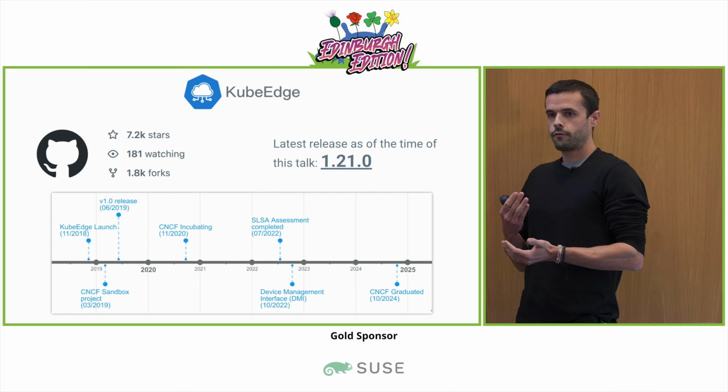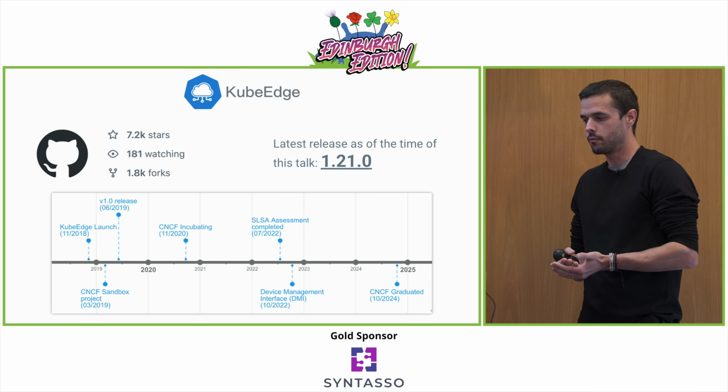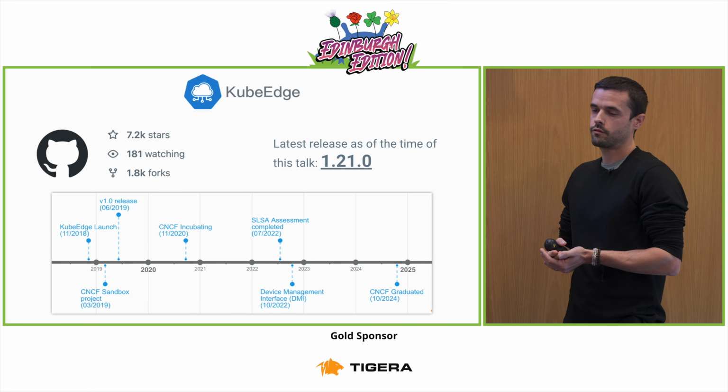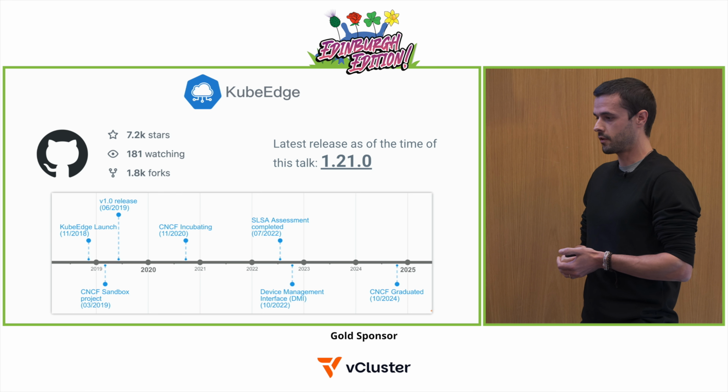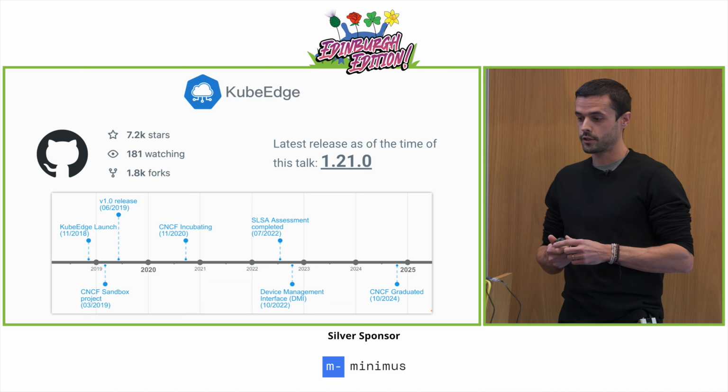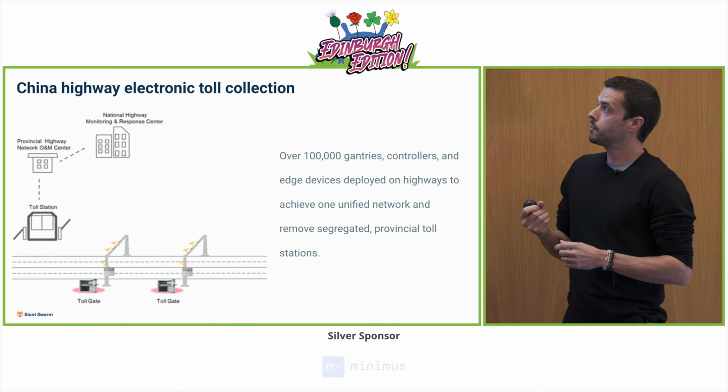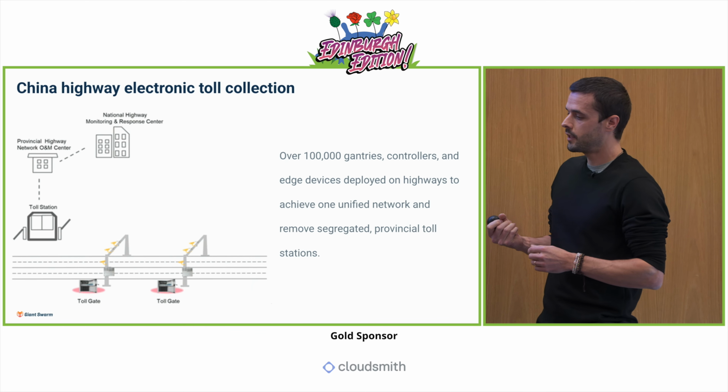So the core features and objectives are to offer a standard Kubernetes API, handle unreliable networking, and manage devices through the concept of device twins, which we'll talk a little bit more about in a bit. Here you have the timeline of the evolution of the KubeEdge project. Last year, in October, it graduated as a CNCF accredited project. And a couple of success stories of KubeEdge.